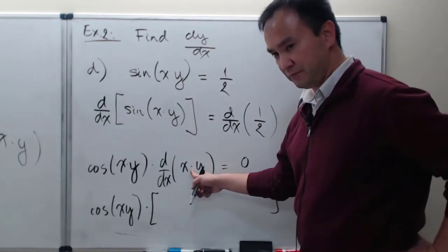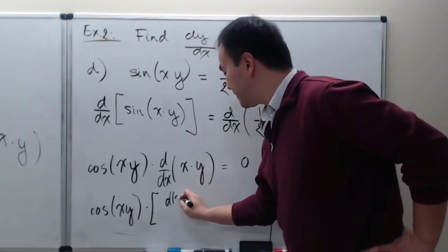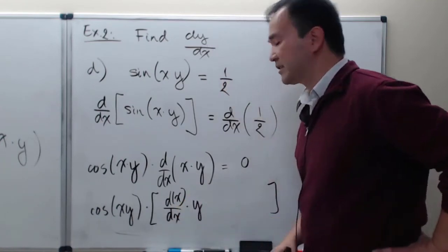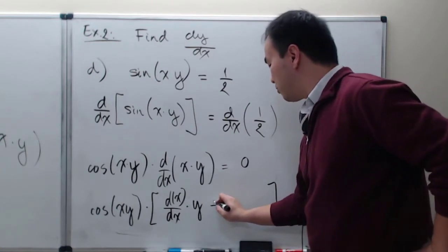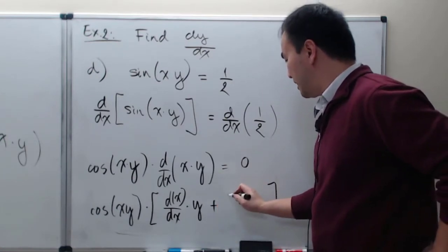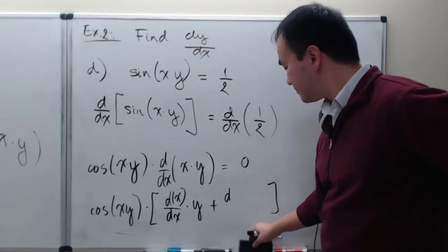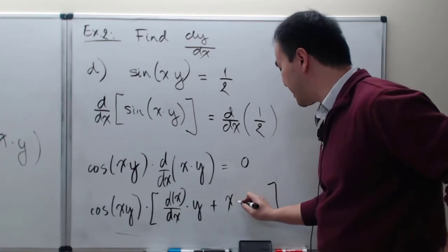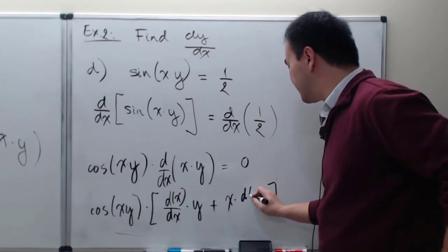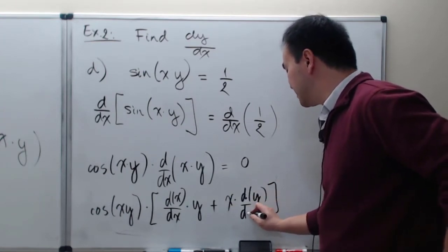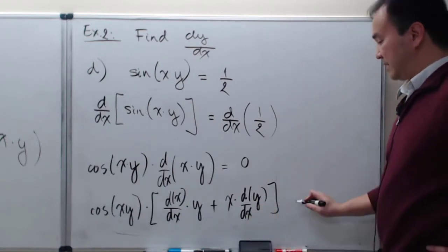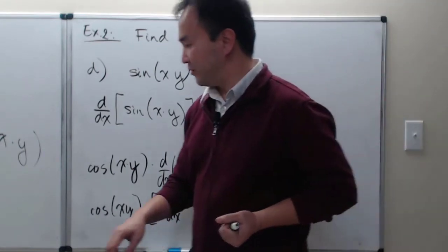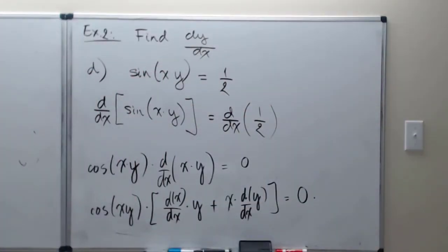Product rule says we take the derivative of the first factor with respect to x, multiply with the other factor without the derivative, plus the next one, which is going to be leaving the first factor the same and multiplying with the derivative of the other factor in the product, dy/dx, and all that equals 0. Okay, and so now we are ready for moving into the next space.